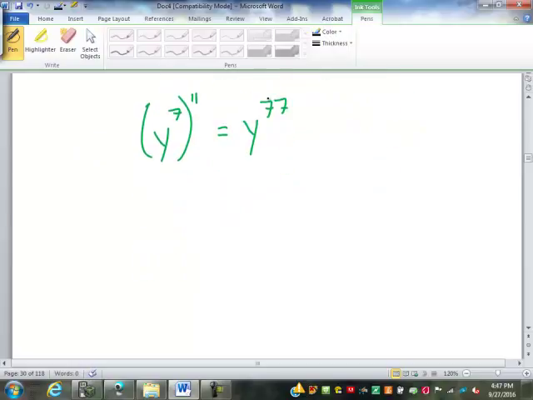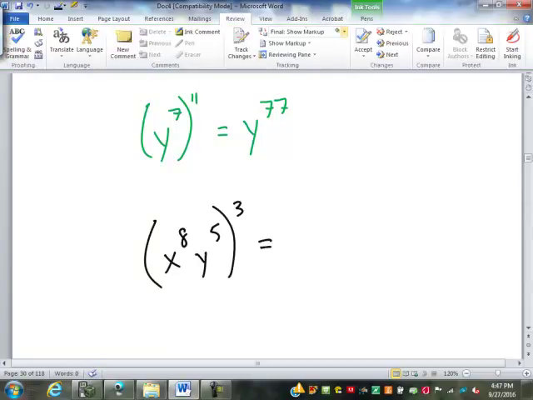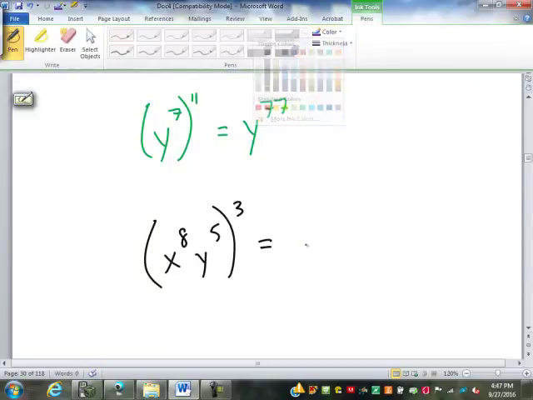If I have more than one variable in there, just like I do in multiplying or dividing, I can take them separately. So I have x to the 8th, y to the 5th, to the power of 3. I'm going to get x to the 24. 8 times 3 is 24. And y to the 15th. 5 times 3 is 15.